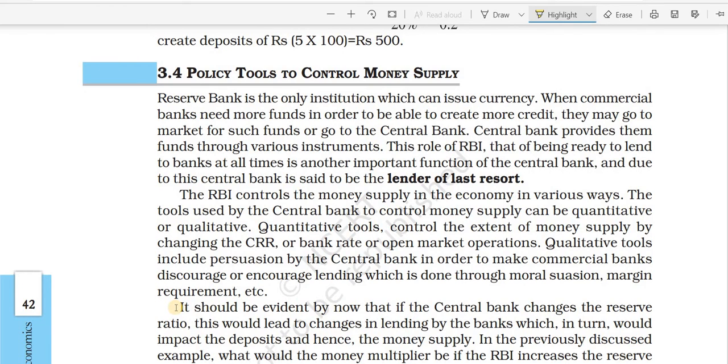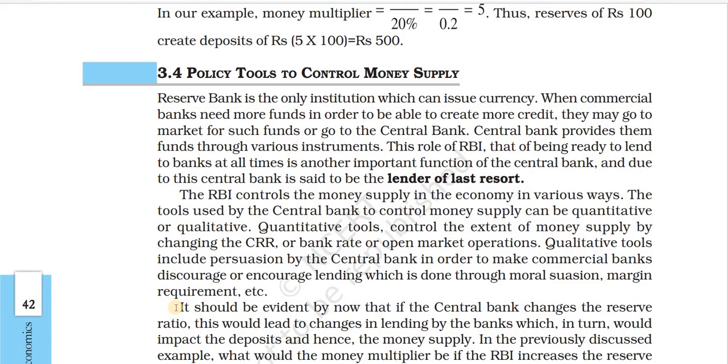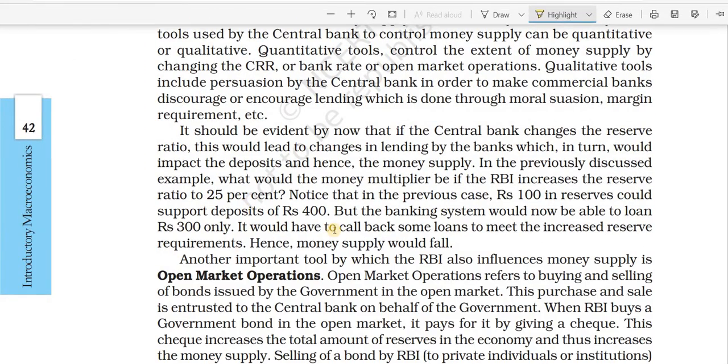Then qualitative methods are margin requirements, regulation of consumer credit, control through directives, credit rationing, direct action, moral suasion and publicity. These are the qualitative measures, related to quality, by which the central bank will control. Then we can go through the first one, bank rate. What is bank rate or open market operation?